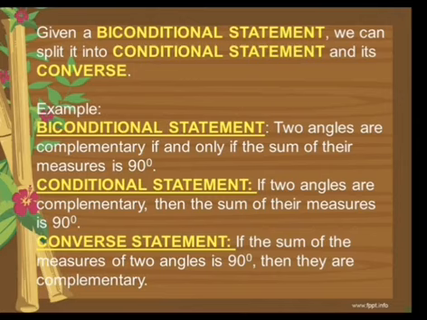Given a biconditional statement, we can split it into a conditional statement and its converse. Example. Biconditional statement. Two angles are complementary if and only if the sum of their measures is 90 degrees. For the conditional statement out of this, if two angles are complementary, then the sum of their measures is 90 degrees. As you can see, the words if and then are being added. And then for the converse statement, if the sum of the measures of two angles is 90 degrees, then they are complementary. So in here, the hypothesis and the conclusion of the conditional statement are being switched.